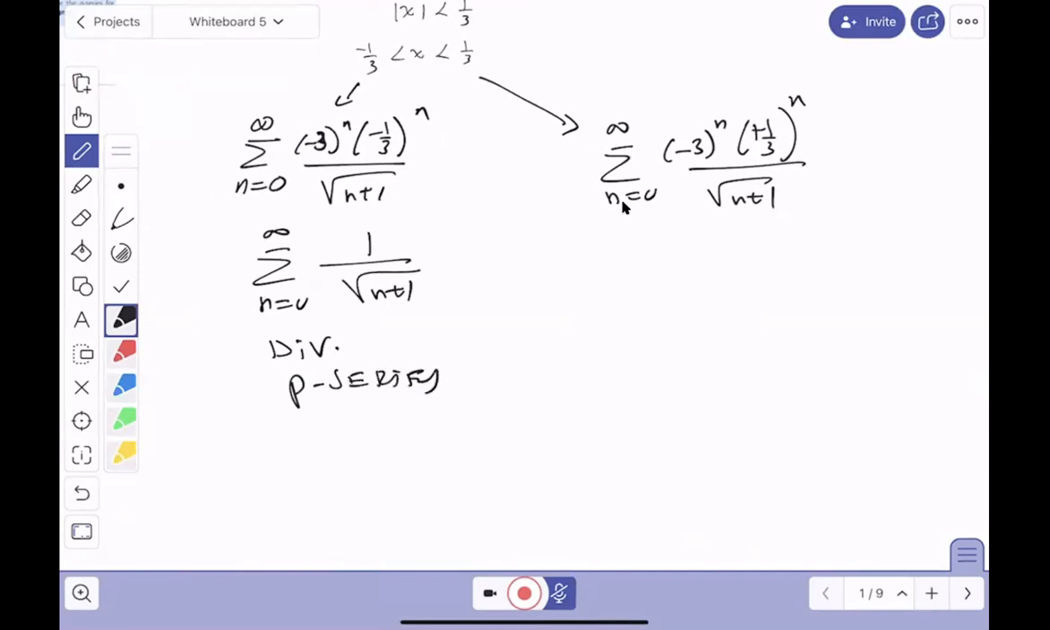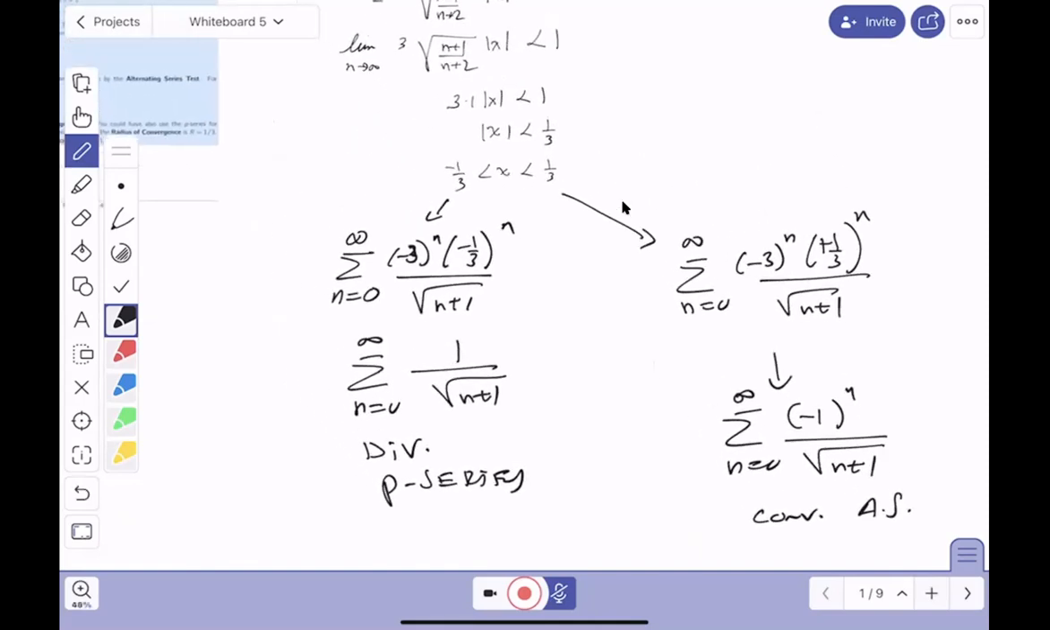All right, let's look at this one over here. And what do you get over here? Well, you get the sum, n equals 0 to infinity, (-1)^n, that was pretty simple, over the root of n plus 1. This is a convergent alternating series. All right, so I'm going to include the 1/3.